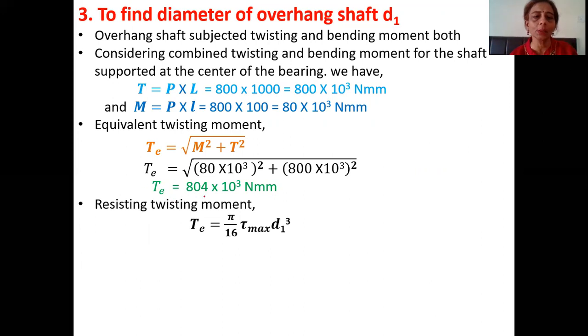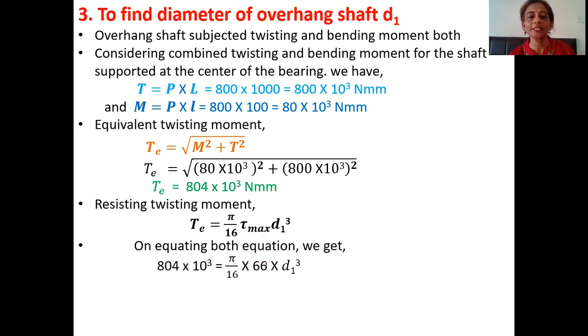Comparing this TE with the resisting torque equation and substituting the values of TE and tau max, we find D1. It comes to 38.81 mm. Previously it was also 38 point something.